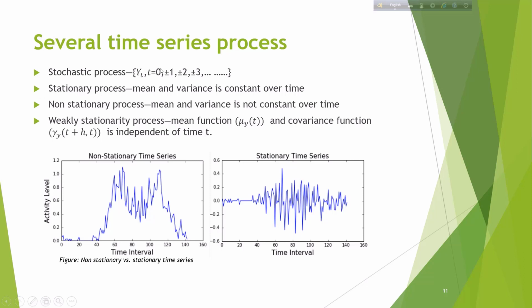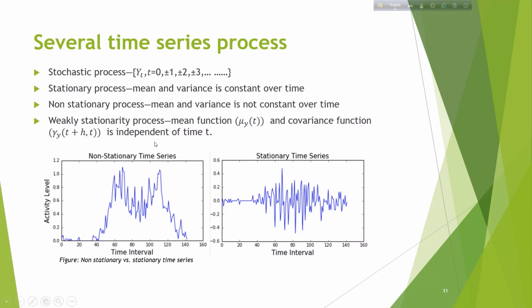Now, what is a stationary process? If yt is a time series, and its mean and variance are constant over time, meaning its mean and variance do not change over time, then it is called a stationary process. In contrast, a non-stationary time series or non-stationary process is one where the mean and variance of the time series are not constant over time, that means the mean and variance change over time.